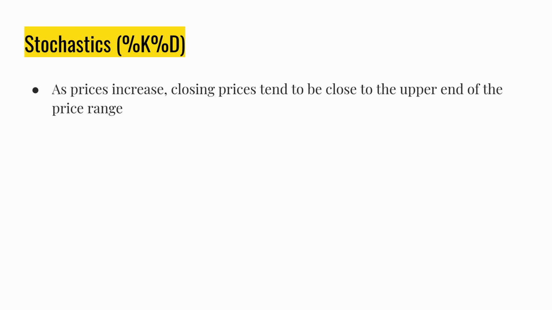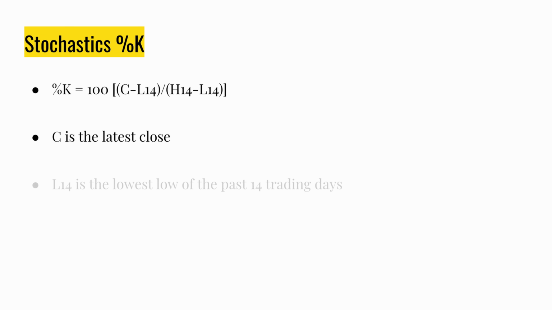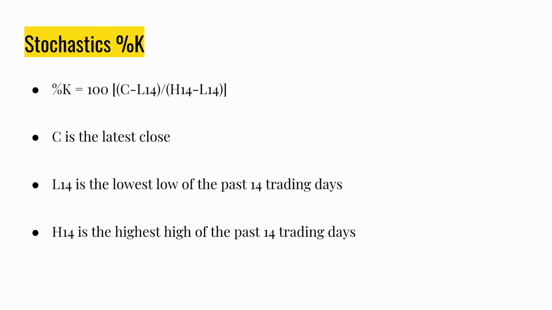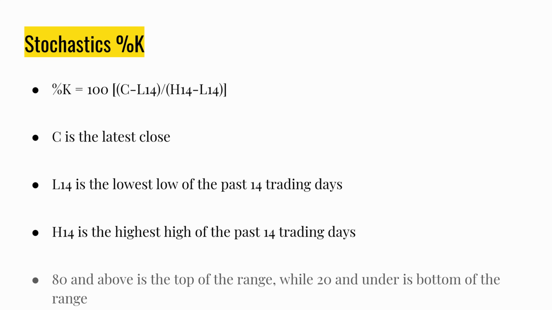Stochastics uses the concept that as price rises, closing prices tend to be closer to the upper end of the stock's price range. Also, stochastics are made up of two lines called the %K and %D line. The first line we'll go over is the %K line. The %K line has this formula where C is the latest close, L14 is the lowest low of the past 14 trading days, and H14 is the highest high of the past 14 trading days. 80 and above is the top range, while 20 and under is the bottom range.